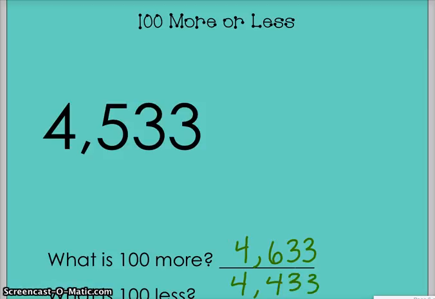Okay, welcome back, third graders. What is 100 more than 4,533? Your answer should be 4,633. What is 100 less? Your answer should be 4,433. If you did not get the same answer, go back and check your work to see where your mistakes were made, and then move on.